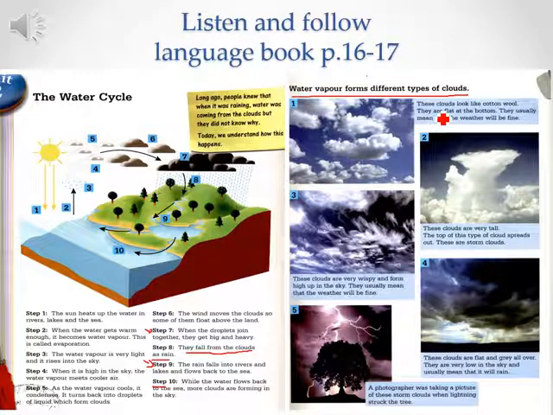These clouds look like cotton wool. They are flat at the bottom. They usually mean that the weather will be fine. These clouds are very tall. The top of this type of cloud spreads out. These are storm clouds. These clouds are very wispy and form high up in the sky. They usually mean that the weather will be fine. These clouds are flat and grey all over. They are very low in the sky and usually mean that it will rain. A photographer was taking a picture of these storm clouds when lightning struck the tree.